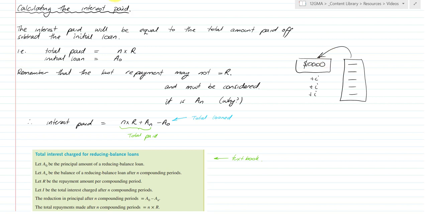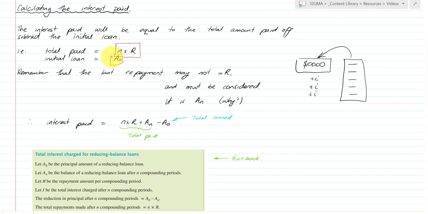The total amount that you paid off will be N times R. Remember, N is the number of time periods and R is the amount that you're paying each time period. And the initial value of the loan is A0, whatever that was at the start, which should be fairly obvious in the question. There is one little element though.